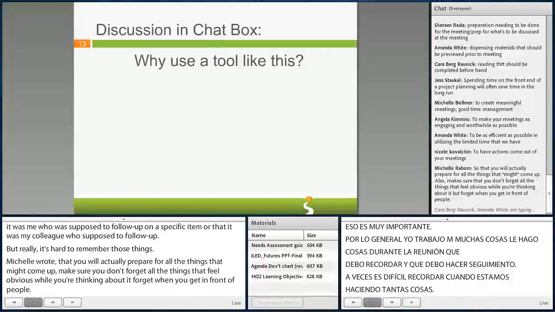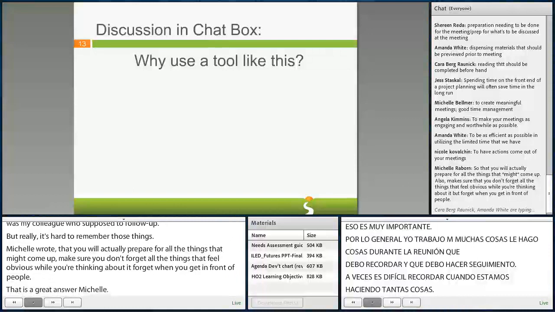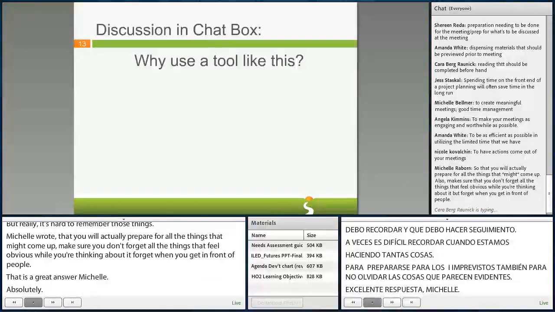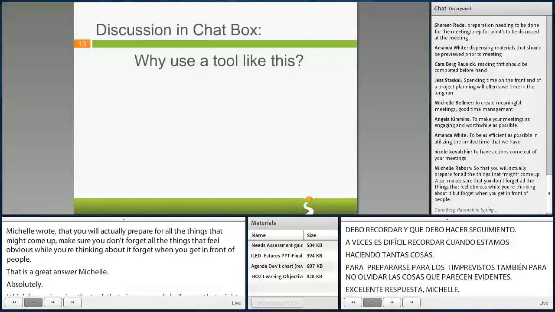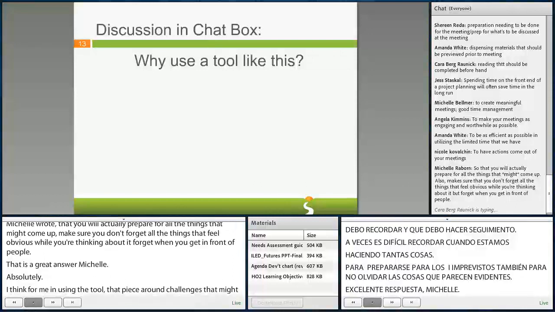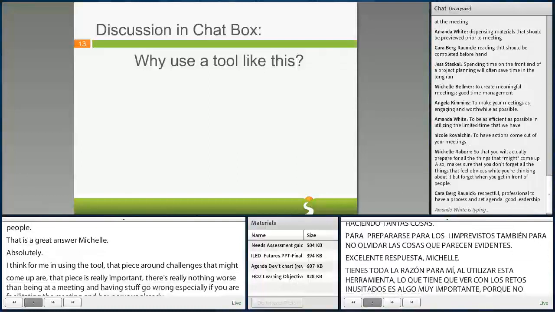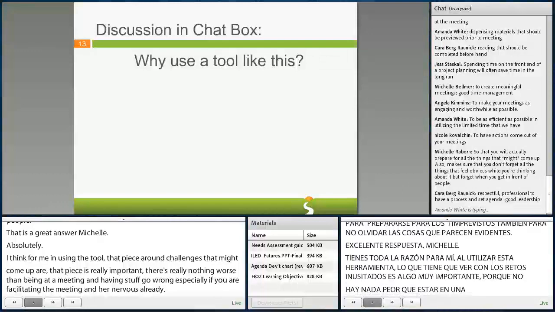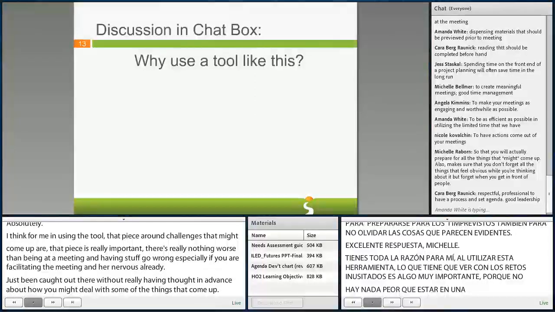Absolutely. I think for me, in using the tool, that piece around challenges that might come up is really important, because there's really nothing worse than being at a meeting and having stuff go wrong, especially if you're facilitating the meeting and you're nervous already, and just being kind of caught out there without really having thought in advance about how you might deal with some of the things that come up. And I think the other piece of this is the idea of writing an agenda.